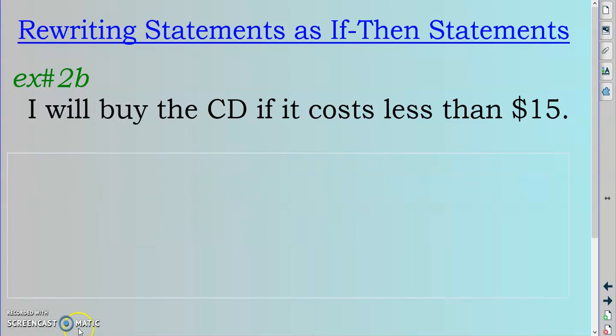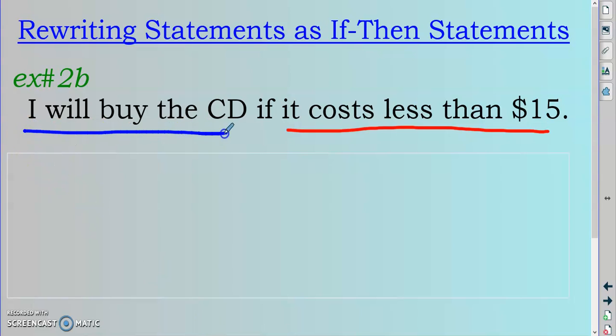I will buy the CD if it costs less than $15. So my hypothesis always comes after the if. So my hypothesis is that it costs less than $15. So if it costs less than $15, then I will buy the CD.